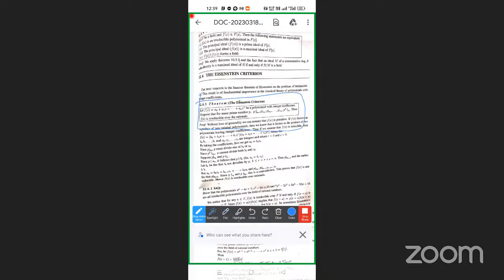Next, this is a very, very important theorem, the Eisenstein criterion. Let f(x) = a0 + a1 x + ... + an xⁿ be a polynomial with integer coefficients. Suppose for some prime number p, p does not divide an, p divides a1, p divides a2, and so on, and p² does not divide a0. Then f(x) is irreducible over the rational numbers. This is the theorem.